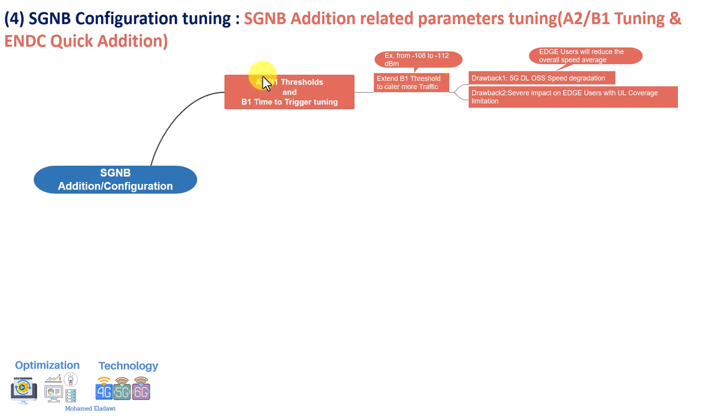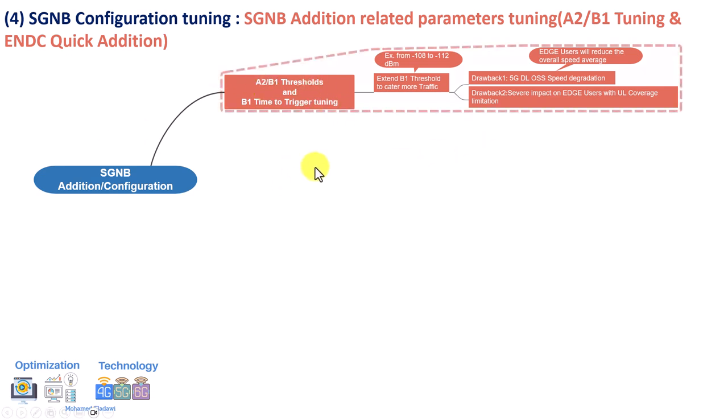The same applies to the A2 threshold, which is related to the removal. It has different naming from different vendors, but in general this is to remove the 5G. If the coverage of the 5G falls below a particular threshold, you need to remove the 5G. Assuming now we have 112 and this one will be 113, if the user has a coverage worse than the A2 threshold, the 5G will be removed. This is the A2 removal.